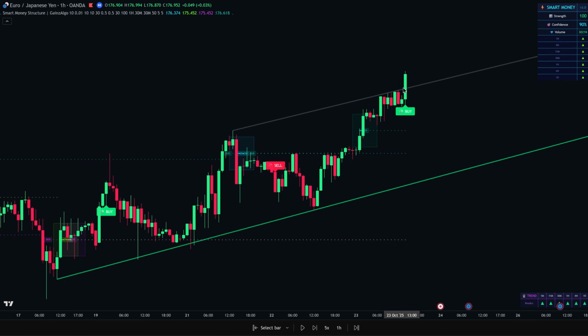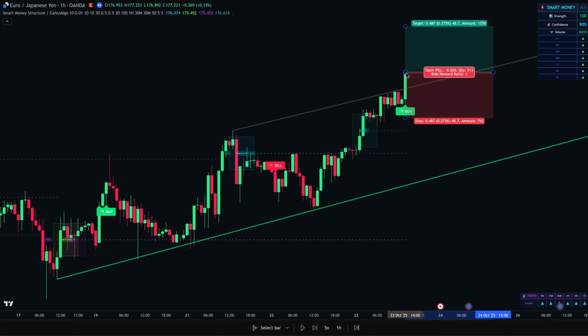This breakout tells us that sellers are no longer able to hold price below that level. Right after the breakout of the gray upper trend line, we can see a buy signal printed on the chart. This buy signal gives us a clear and confirmed entry point. We can enter our buy position at the close of the breakout candle where the buy signal appears.